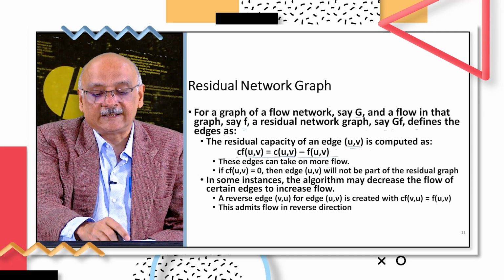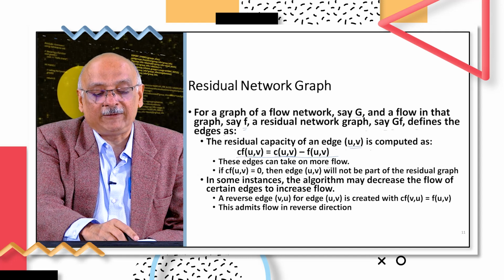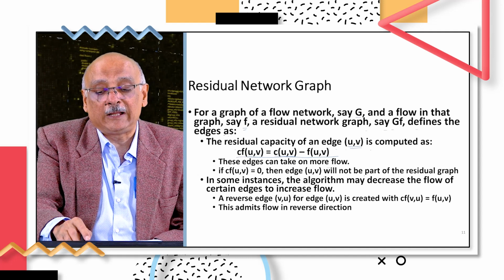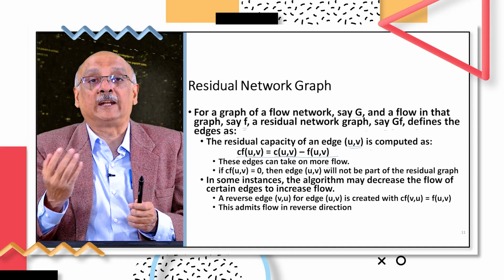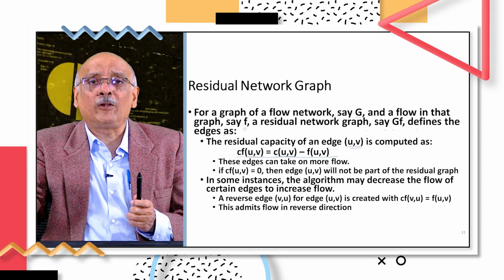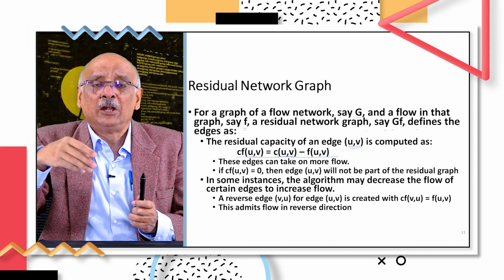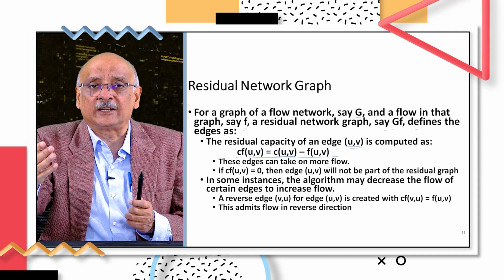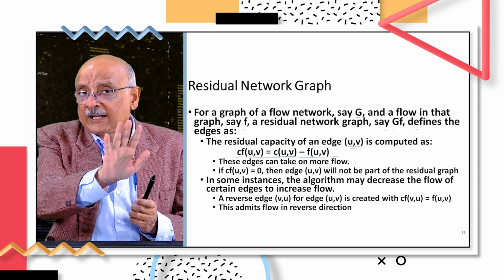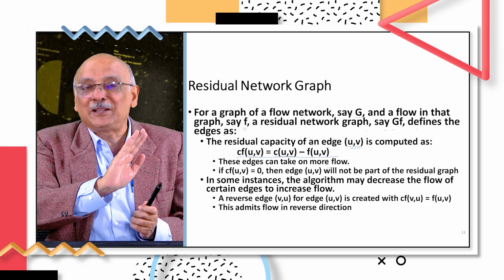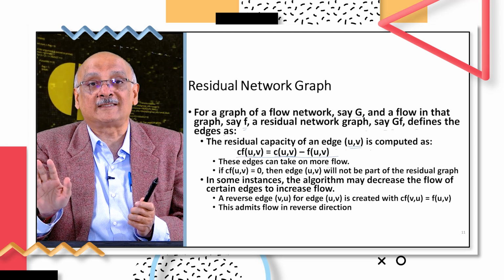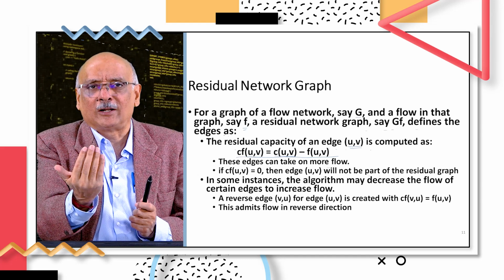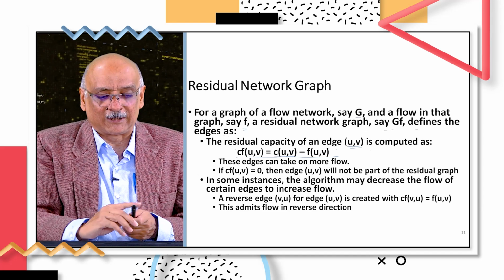If cf(u,v) equals 0, then uv will not be part of the residual network, because if all the 4 lanes are being used for a specific traffic condition, then obviously they are not available for the flow. So this edge will not be represented at all in the residual graph. So this is the logic. This is very simple logic. There is nothing much about this particular logic.